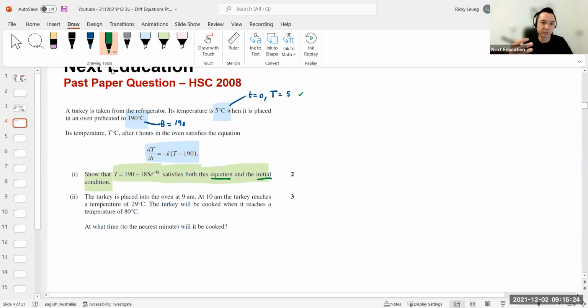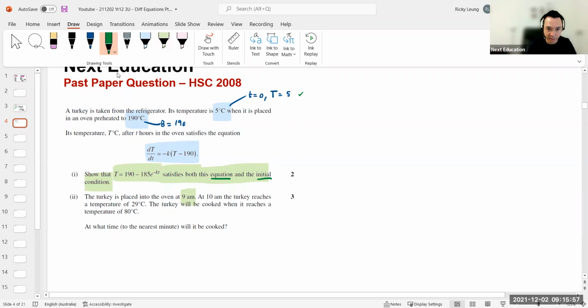Now, generally speaking, they give you information to find the value of k. And then a good question is, once you find k, use it to find something: either the population after a time, or the time given the population, or given a temperature in this case. So I like this. The turkey was placed at 9 a.m. Automatically, this question is a bit harder, because instead of saying the answer is 150 minutes, you have to convert that to a time.